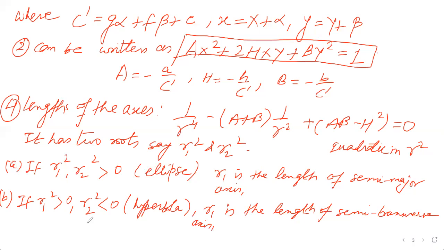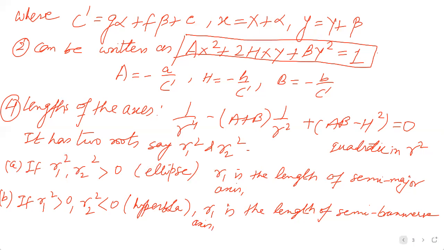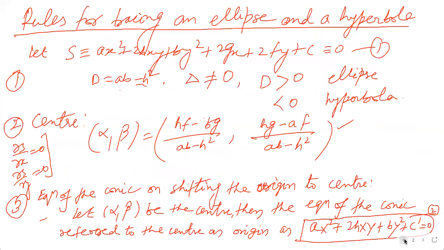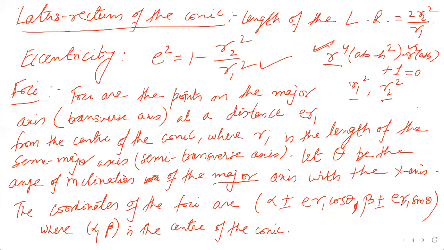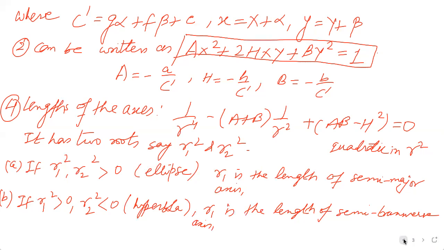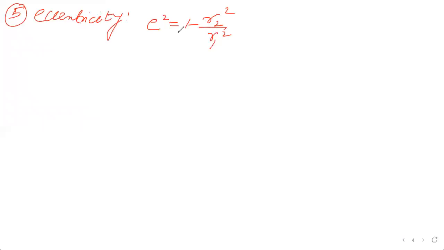इसेंट्रिसिटी निकाल सकते हैं, लैटिस वेक्टर, एवरीथिंग यू कैन फाइंड नाउ बाय सॉल्विंग दिस. इसेंट्रिसिटी यही बताया आपको, वही 1 माइनस R1 square by R2 square. This is the eccentricity. So ये थे fourth, fifth. Your eccentricity, it will be E square is equal to 1 minus R2 square upon R1 square.